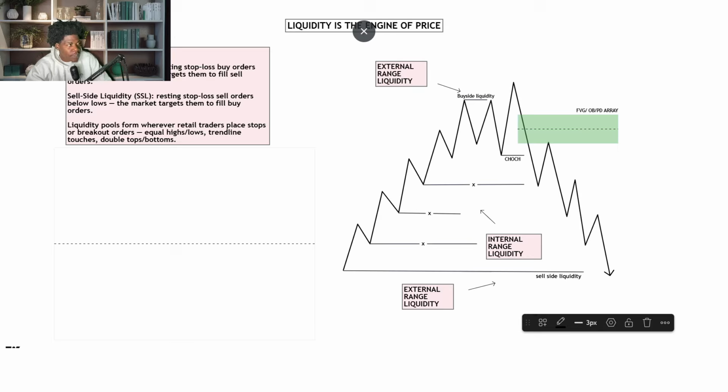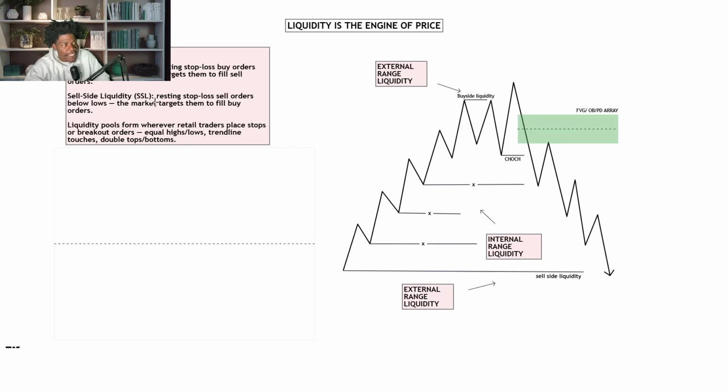First, we're going to go over some key principles. We have what we call buy side liquidity. That's called resting stop losses, where buy orders or above highs where the market targets them to fill sell orders. Basically right here is our buy side liquidity. It's also known as our external range liquidity points. Any buy side liquidity or sell side liquidities are external range liquidity points.